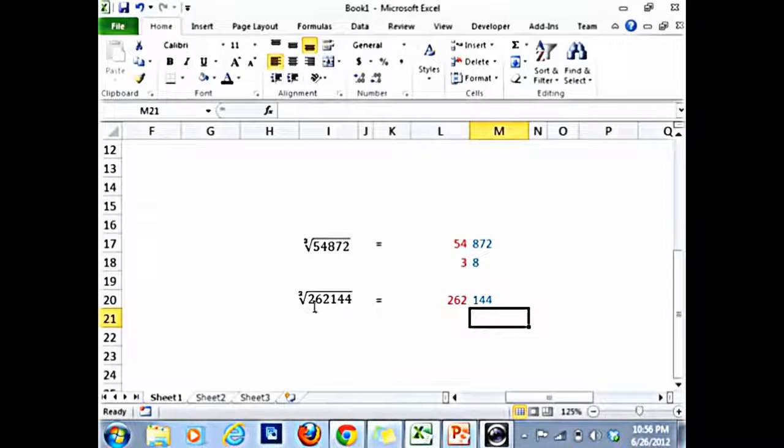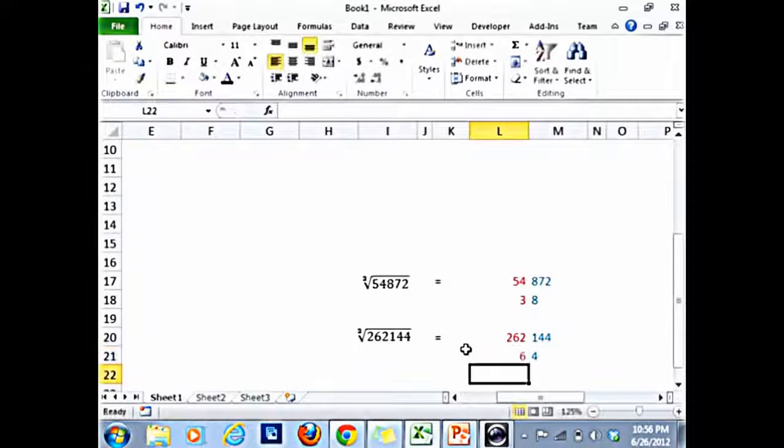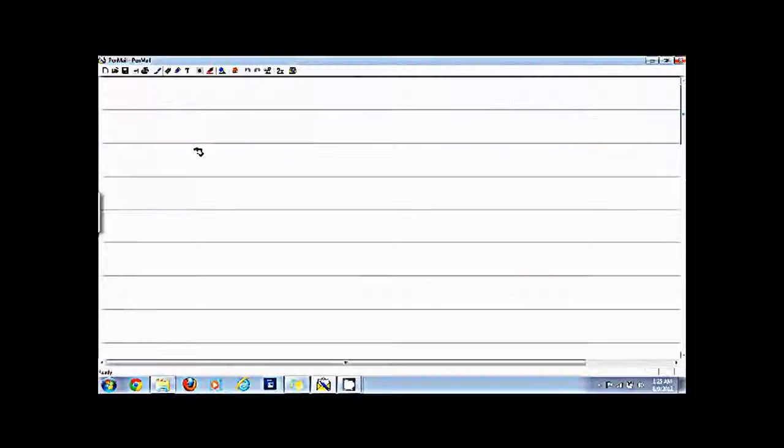Now for 262144, I have 262 in red and 144, the last 3 digits, in blue. The number ends with 4, and the cube of 4 is 64, which also ends with 4. So I will write 4 here. And then 262. What is the largest cube I can remove from 262? 6 cube is 216. The answer is 64. So now I can get cube roots in a quick way without using a calculator.